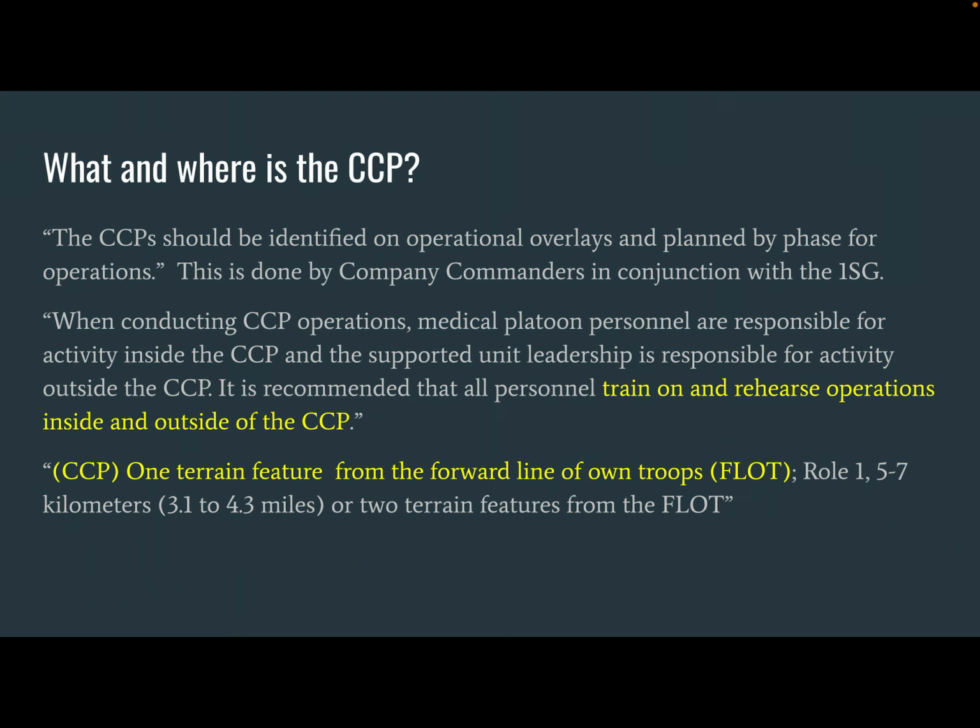So CCP, the location is one terrain feature from the forward line of troops. And then the BAS is 5 to 7 kilometers or 2 terrain features from the forward line of troops. I think there's some miscommunication or misunderstanding that the CCP is like way back, like an AXP, but it's not. It's as close to the front line as possible, given security, cover, and access constraints for FLAs to pick up patients. Basically, it's as far forward as you can possibly get.